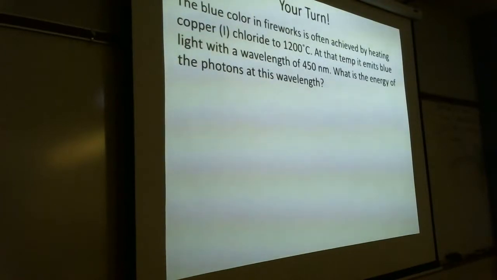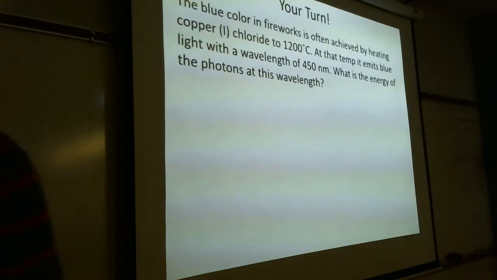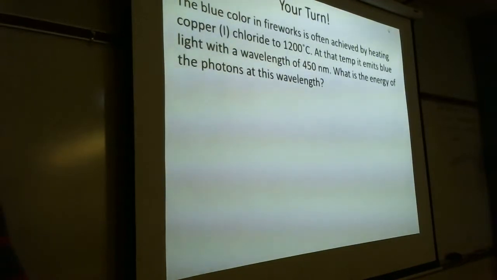Blue color in fireworks. You're heating copper(I) chloride at 1200 degrees Celsius. Does that temperature factor into our calculations? Just extra information. It emits blue light with a wavelength of 450 nanometers. What's the energy of photons at this wavelength? So make sure you're able to discern important information versus extraneous information. Temperature is not a factor in our calculations here at all. I'll pause the video and let you think about this one.